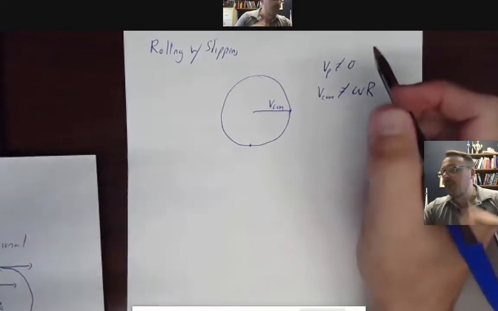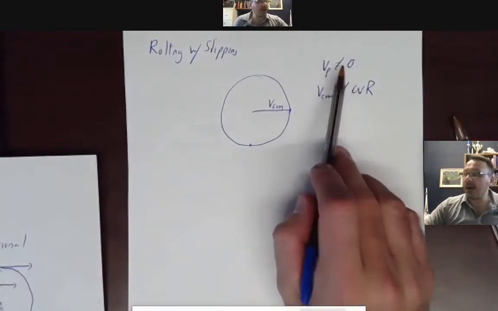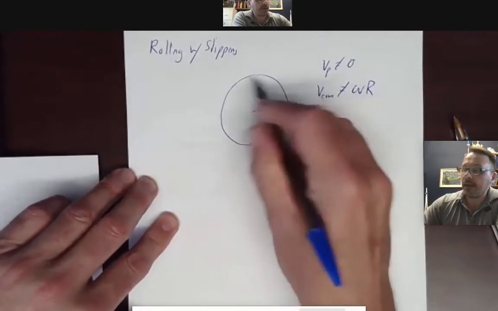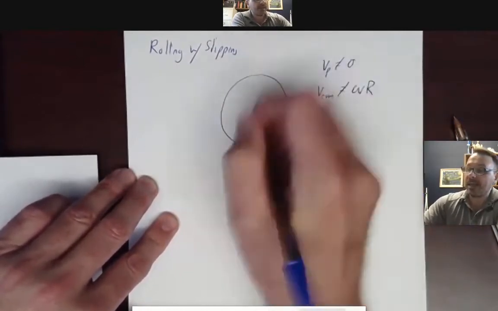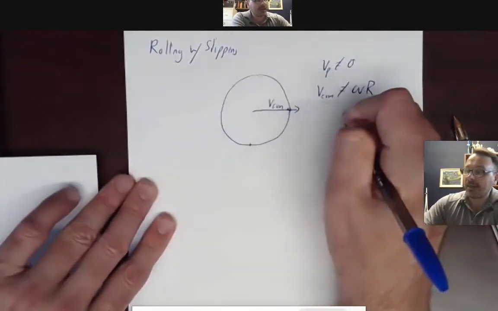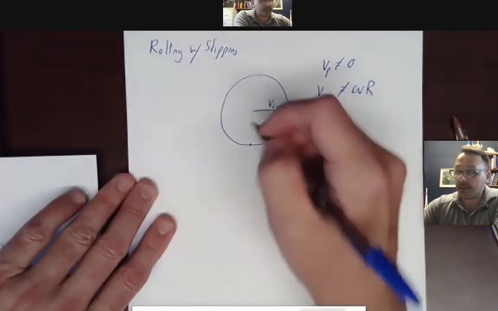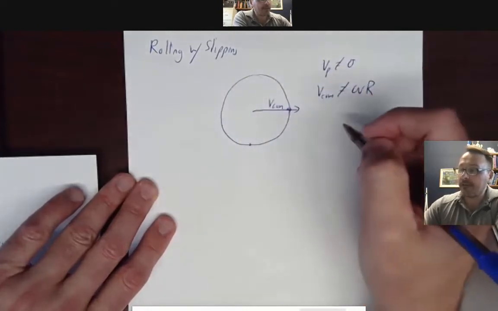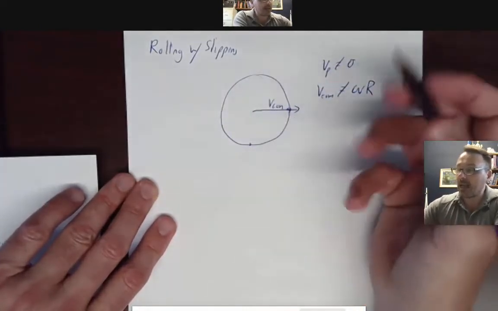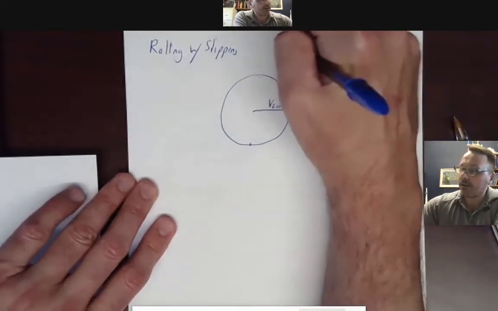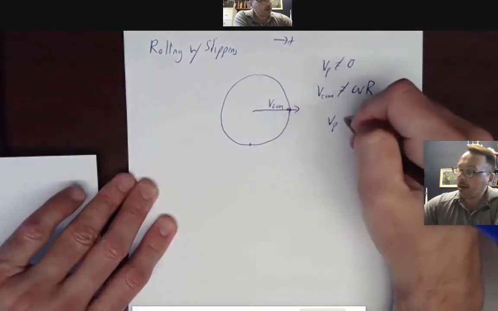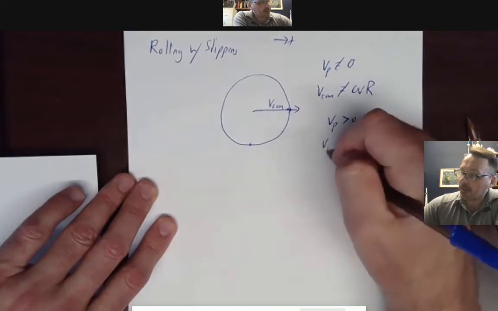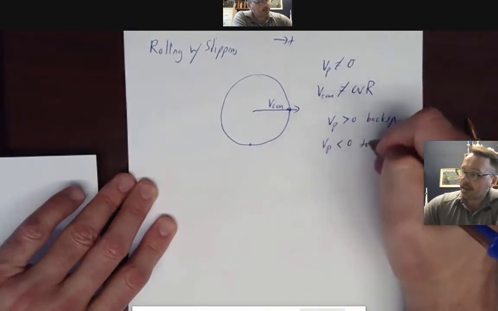And then depending on whether VP is positive, that means this point is moving like this, so the object's rotating like this, even as the object's translating like that. That means this thing has backspin, and if VP is negative, that means it has topspin, right? So if to the right is positive, VP greater than 0 means backspin, and if VP is less than 0, that means it has topspin.